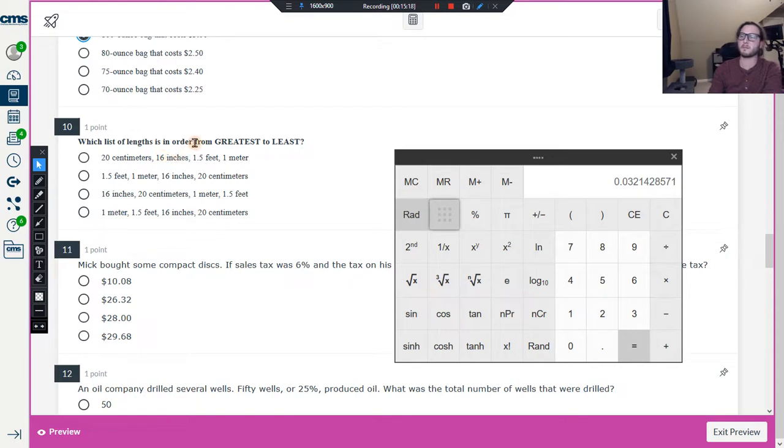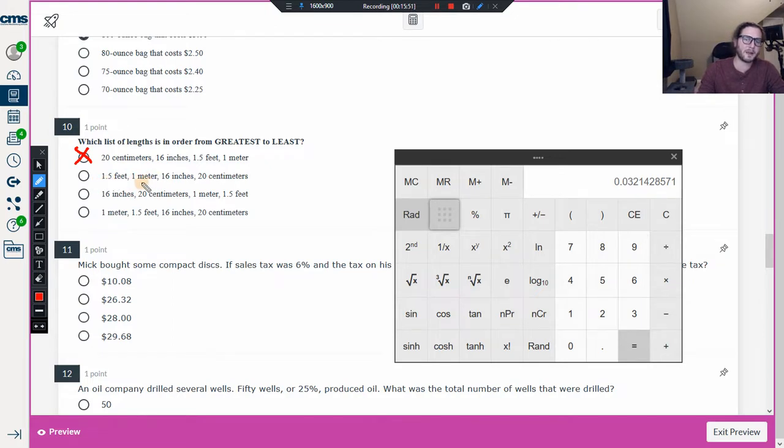16 inches, that is more than a foot. So if you took a look at the ground in the classroom, those tiles on the ground are 1 foot long. So 1.5 of those tiles is about 16 inches, which is definitely more than 20 centimeters. So it's not A. For B, this one starts with 1.5 feet. That is exactly 1.5 of those tiles that are on the ground. So, okay, we'll start there.